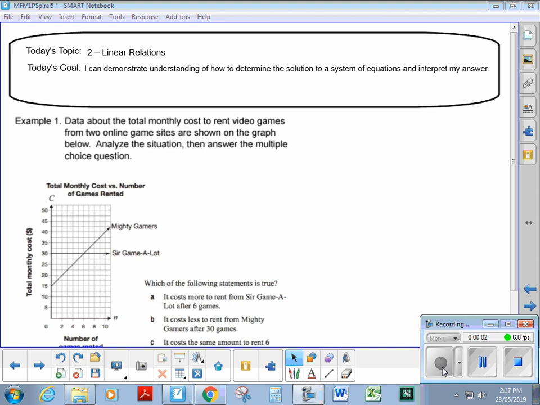Hello and welcome to the fifth lesson here in Spiral 5. So today we're looking at two linear relations. What happens if you graph two lines on the same graph and talk about what they actually mean or represent? So example 1, data about the total monthly cost to rent video games.